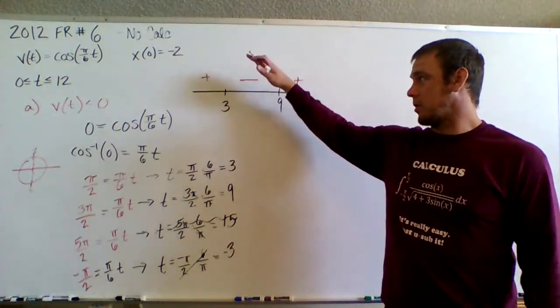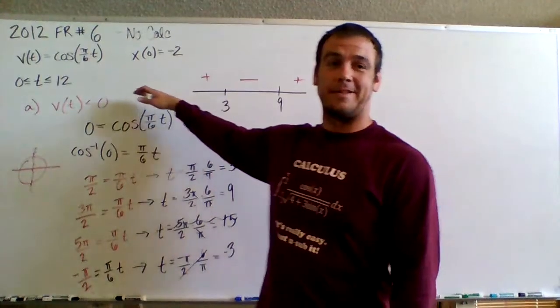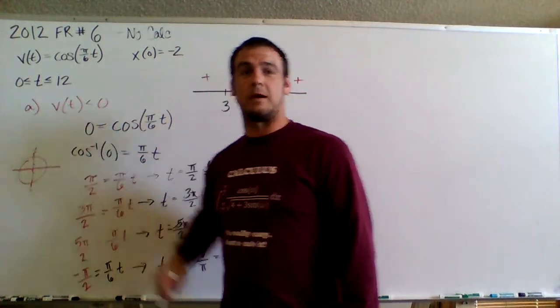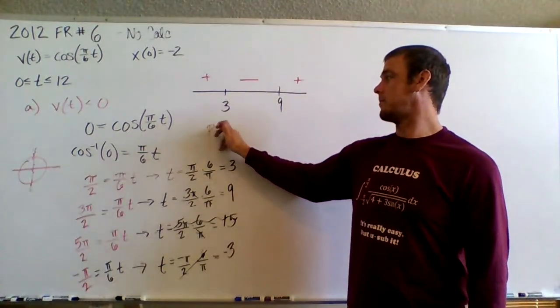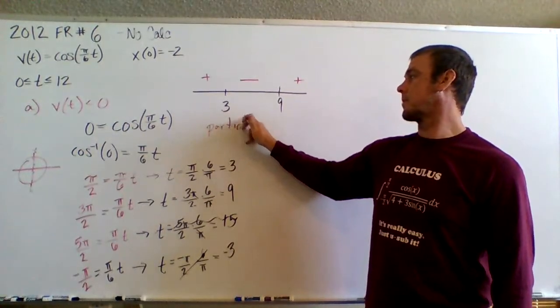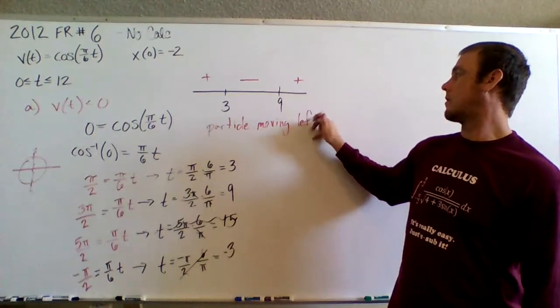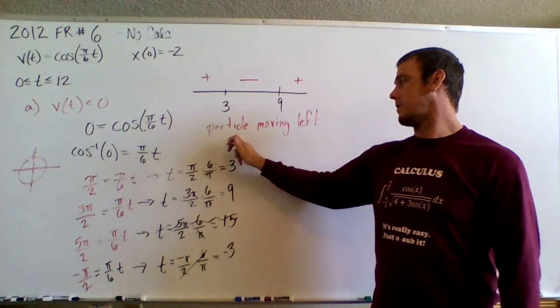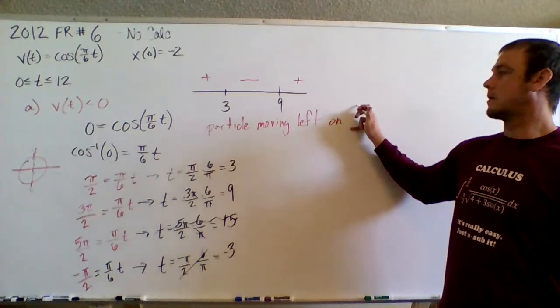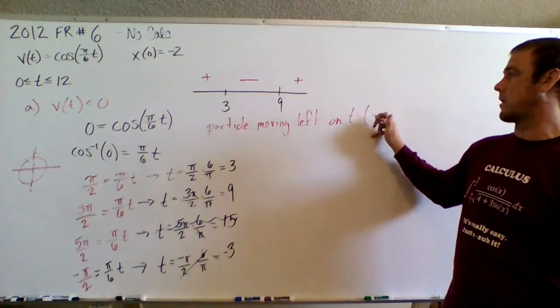So we did all this work. We really want to know, when is our velocity going to be less than 0? Okay, so I would say the particle is moving left on the interval, t equals 3 to 9.